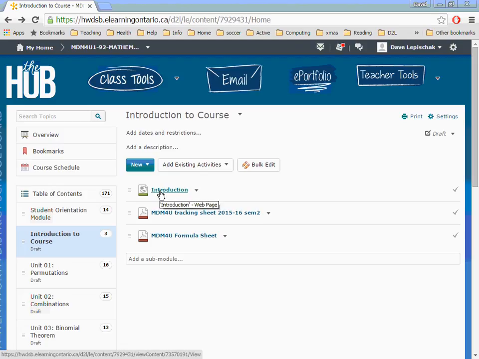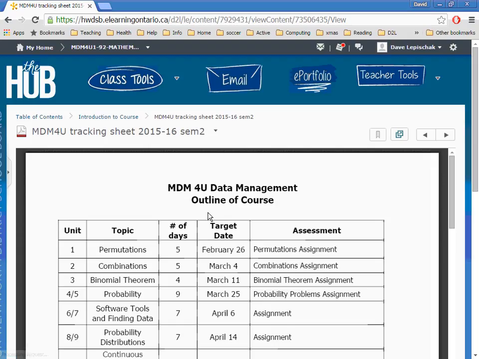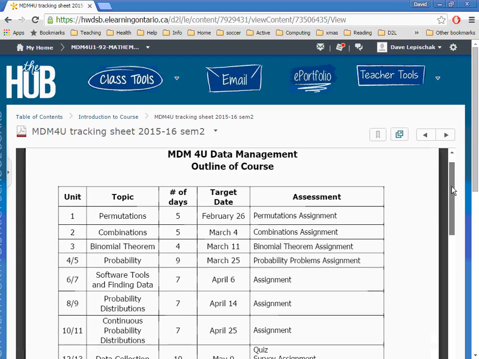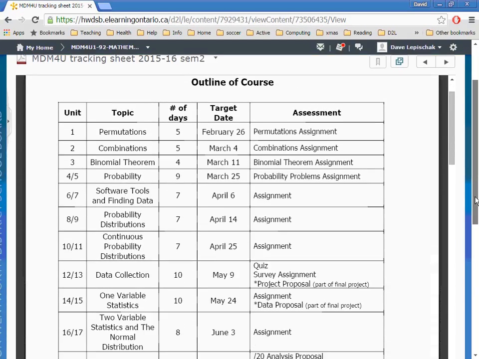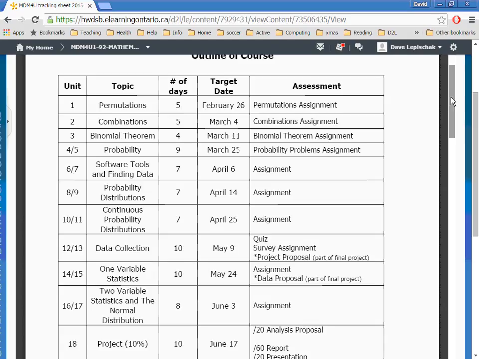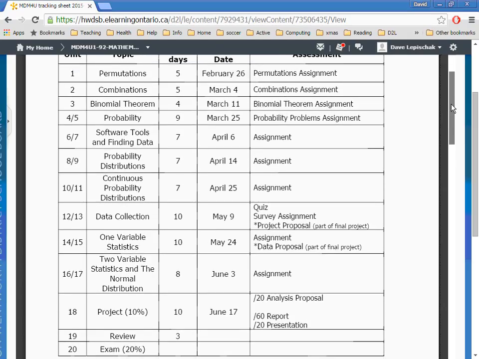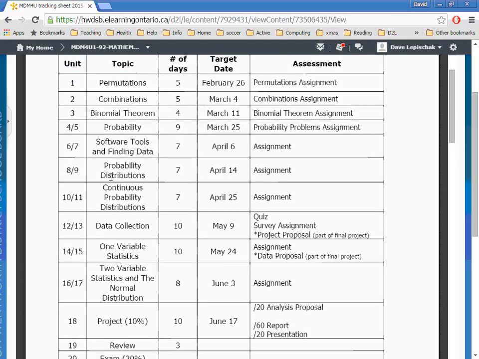The things that I want to talk about are the other things in this introduction to course module right here. So the first thing we're going to do is take a look at what is called the tracking sheet here. Okay? And what this does is it lists all the topics that we're going to cover in this course. Okay, the course is basically divided into 20 units. You can see them here. There's a separate topic for each unit.